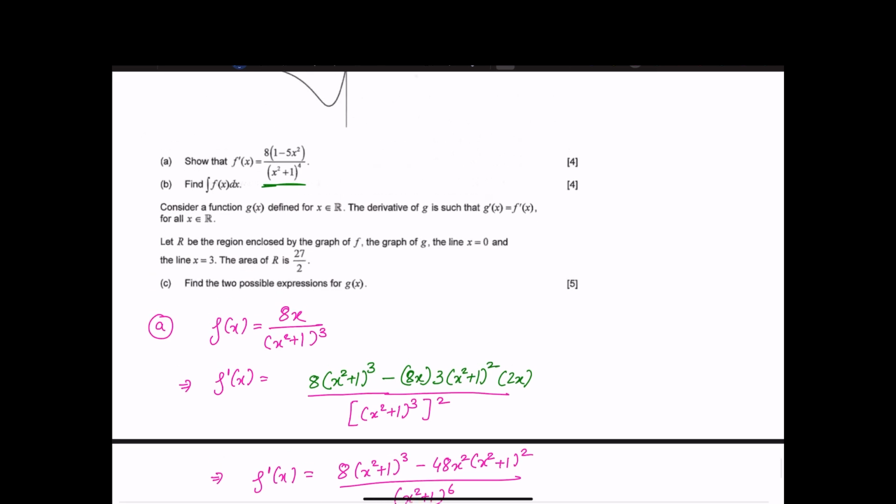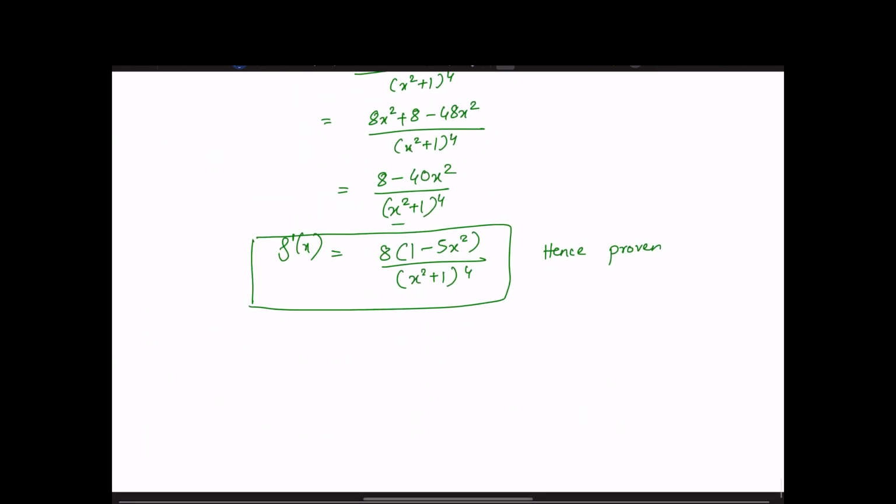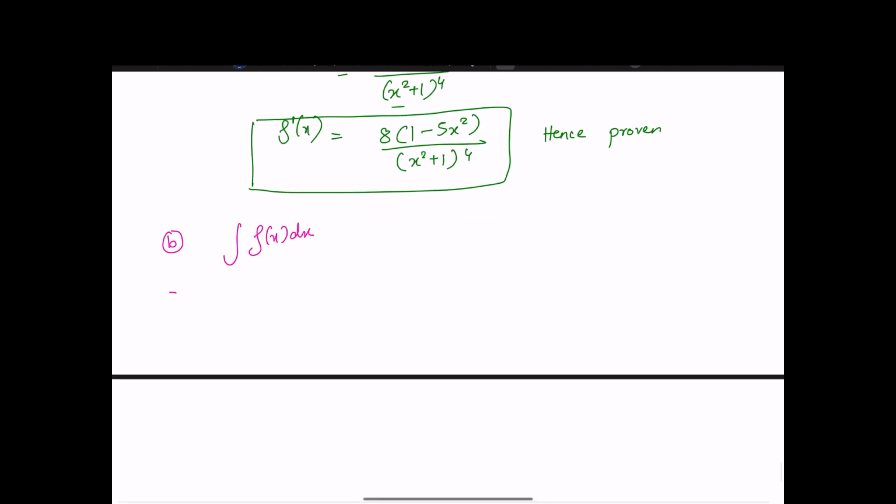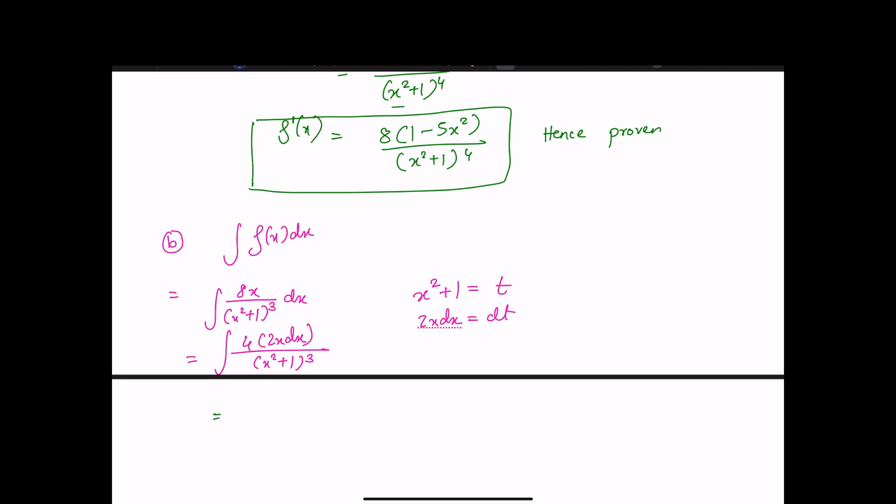Now we can move on to part B, where we have to integrate the function fx. So, the integral of x divided by (x square plus 1) whole cube dx. I can do the substitution. I can take x square plus 1 as t, so 2x dx would become dt. So the numerator will become 4 times 2x dx, and the denominator would be (x square plus 1) whole cube. So I'll now replace 2x dx with dt and x square plus 1 with t.